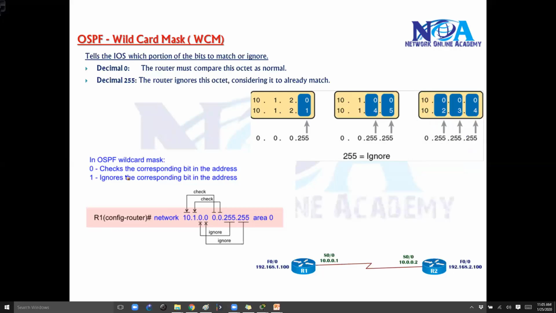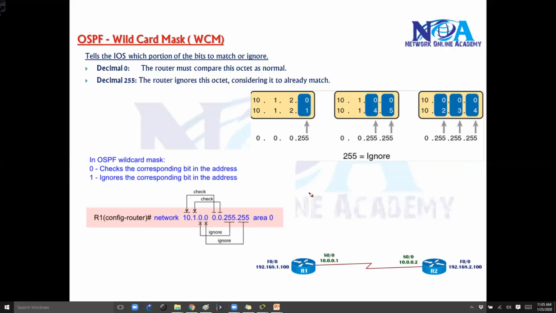So 0 says it must check, 1 says ignore. So it's the same concept you apply in ACLs. Probably in the ACLs topic you will see that generally, but in ACLs it is to match, permit or deny, but here it is to advertise.